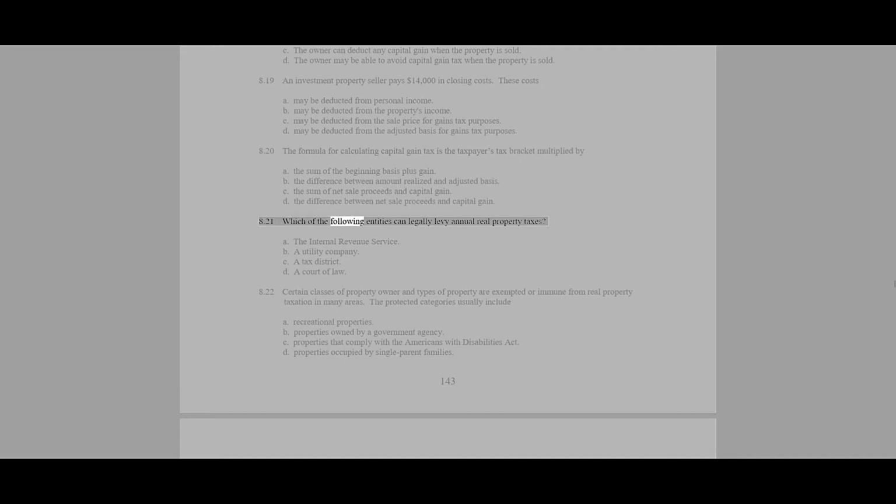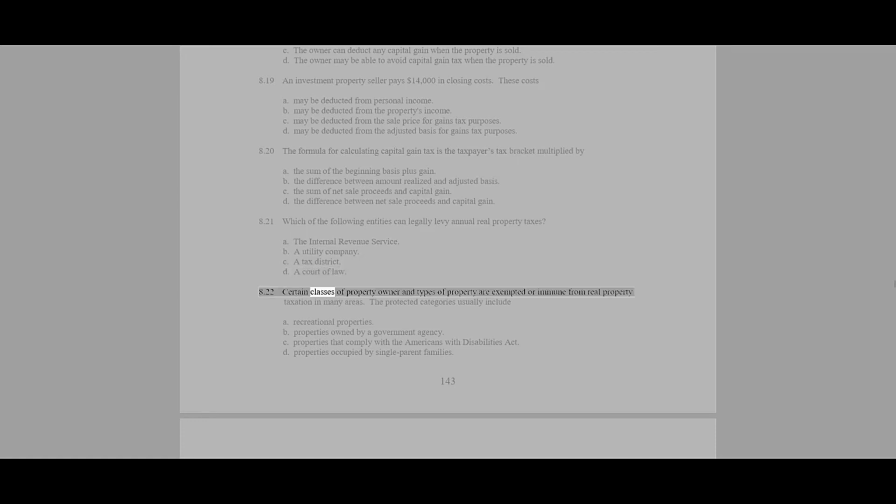8.21 Which of the following entities can legally levy annual real property taxes? A. The Internal Revenue Service. B. A utility company. C. A tax district. D. A court of law.